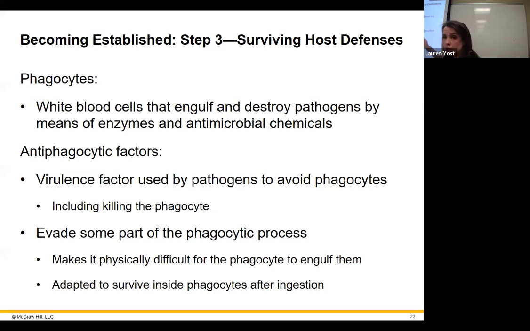If you are trying to cause a disease, get established and grow and not get killed so you can make more of yourself, you don't want that to happen to you. So we have something called anti-phagocytic factors. These are virulence factors because they help establish infection. They will either avoid phagocytosis, which we've already mentioned the capsule helps with, making it hard for the phagocytes to eat up the bad guy, or evade the phagocytic process somehow. So it's going to be capsule here, physically difficult for the phagocyte to engulf them. This one here, adapted to survive inside of the phagocyte after ingestion.